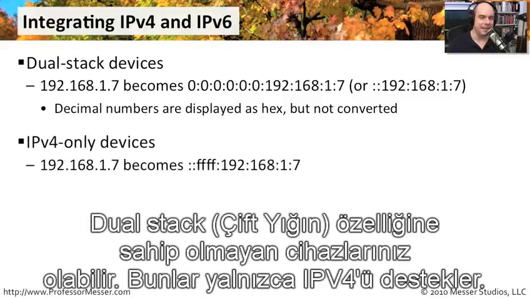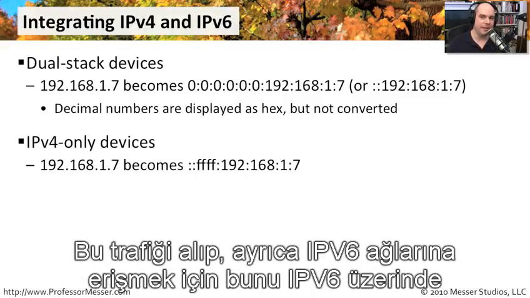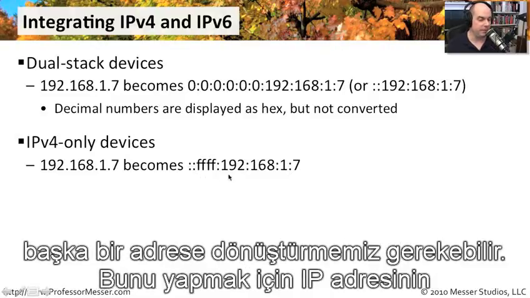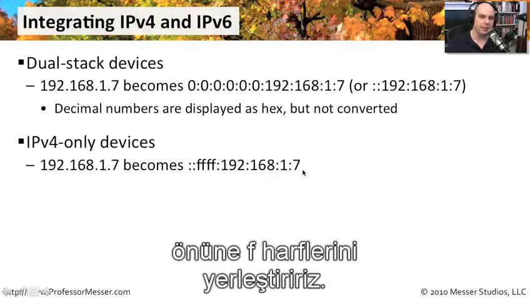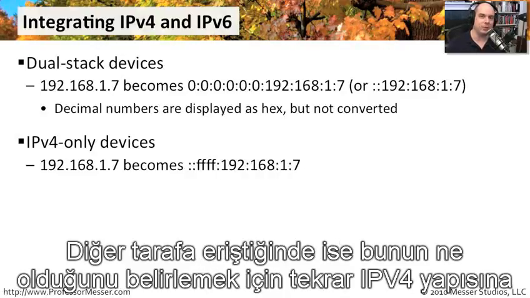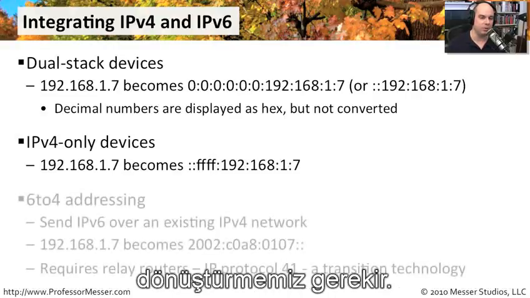If you have a device that's not dual stacked, it may only support IPv4. When that traffic gets to an IPv6 network, we may convert it to a different address on IPv6, but what we'll do is put 4 Fs right in front of that IP address to specify on the other side when it gets there, we need to put it back into an IPv4 form.